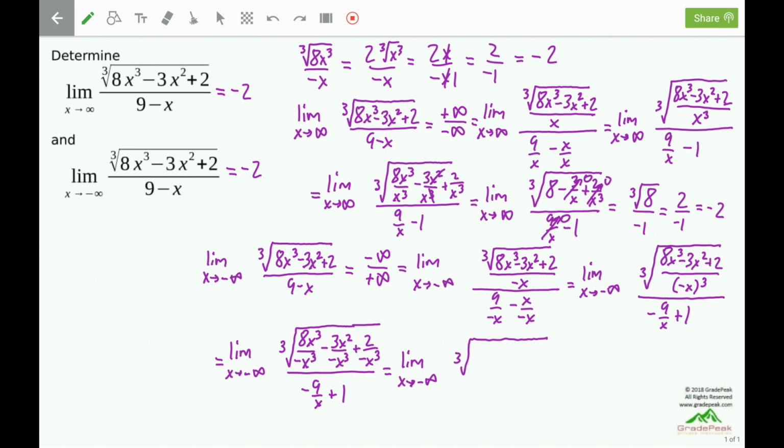In the numerator, the first term, the x cubes can cancel. Positive divided by negative is negative, 8 divided by 1 will be 8. In the second term, the negatives will cancel. It will become positive, and 2 of the x's in the denominator can cancel with the 2 x's in the numerator, leaving a 3 over x. The third term, positive over negative, will be negative. There are no x's to cancel. It will remain as 2 over x cubed.